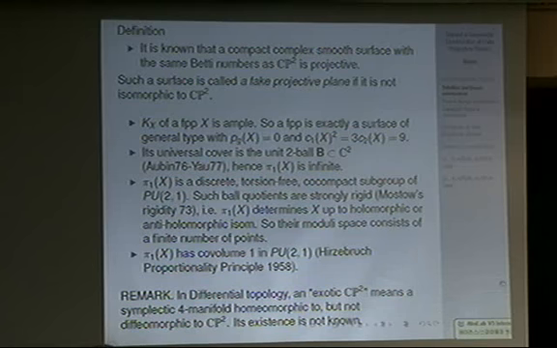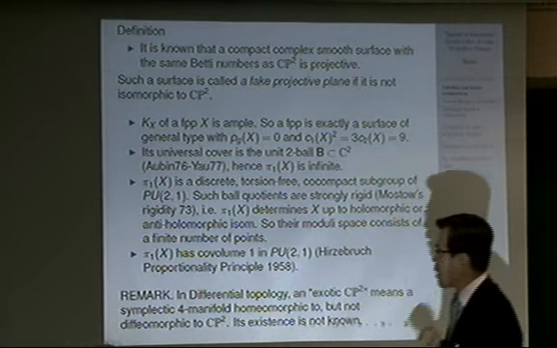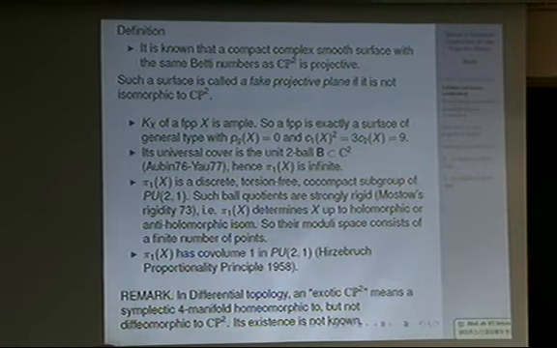So exotic CP2 means, simply, you could drop this symplectic, just a differentiable four-manifold. Yes, a differentiable four-manifold homeomorphic to CP2 but not diffeomorphic to CP2. Or in the symplectic category, you can think of a symplectic four-manifold homeomorphic to CP2 but not diffeomorphic to CP2. So the existence of such an object is not known yet.